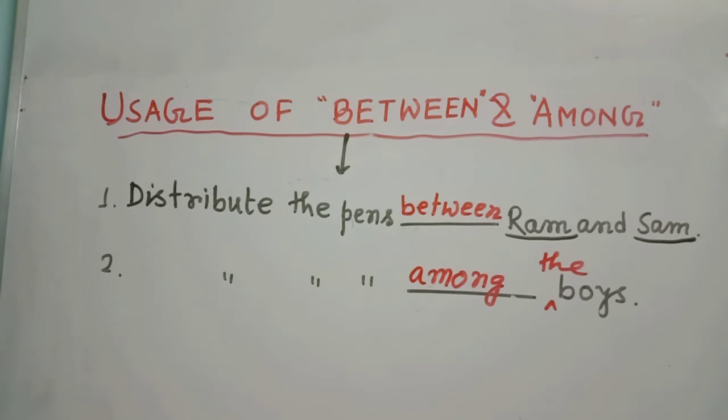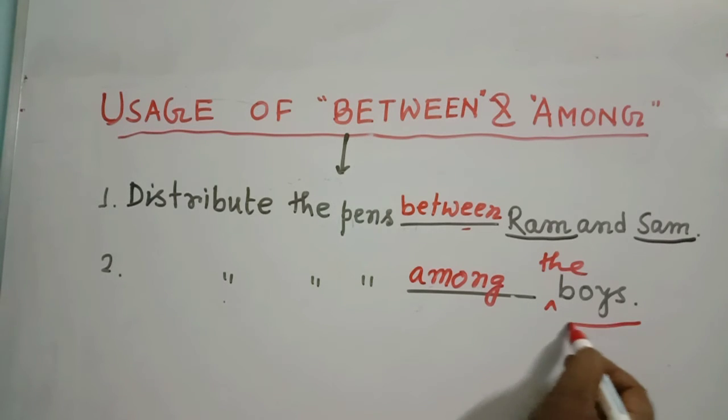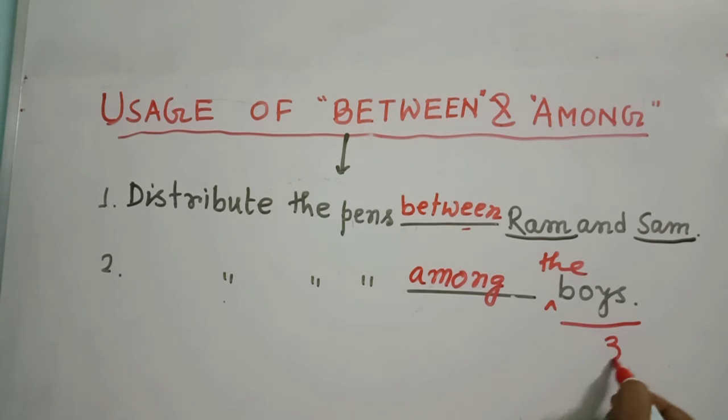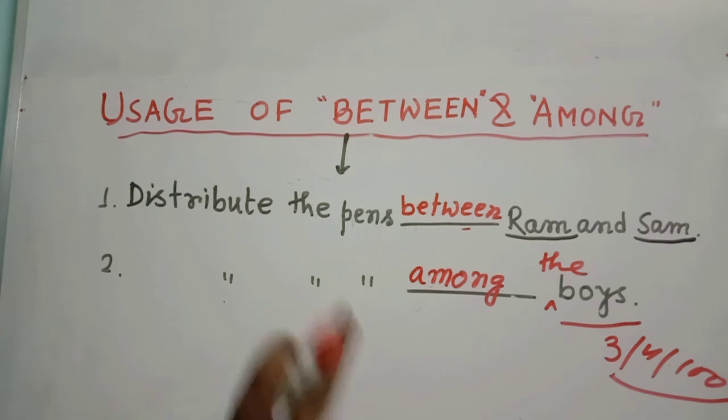Okay, so distribute the pains between Ram and Sam. There are two persons, that's why we have used between. In the second sentence, distribute the pains among the boys. Here, these boys means there are more than two, whatever it may be, three, four, or 100. That's not a matter, but more than two. In this situation, we use between and among in such a way.